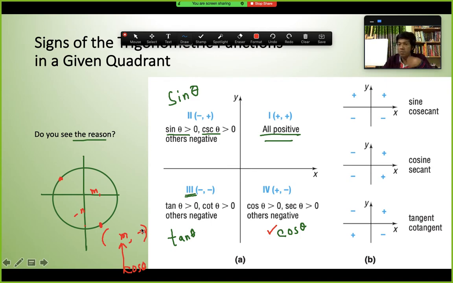If sin theta is negative, then tan theta and cot theta will also be negative, because tan theta equals sin divided by cos. So if sin is negative, the whole thing becomes negative, whereas cos theta is positive. That's why cos theta is positive in this quadrant. And tan theta is positive in the third quadrant, because both sin and cos are negative here, which means that tan theta will be positive. To keep it in mind, there are a lot of different mnemonics.